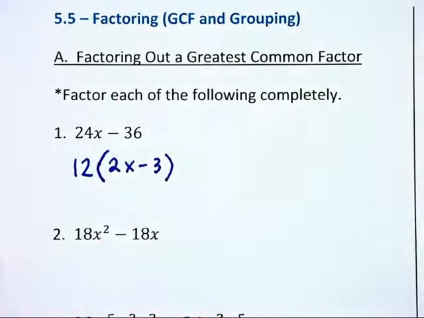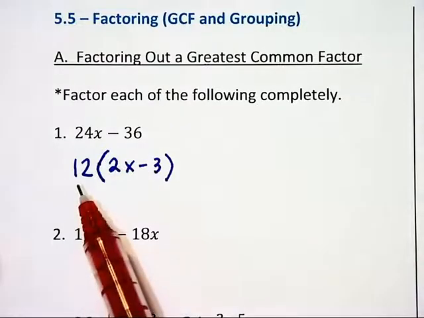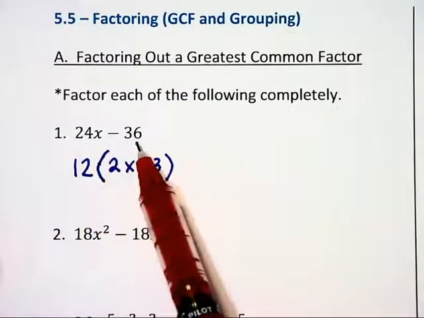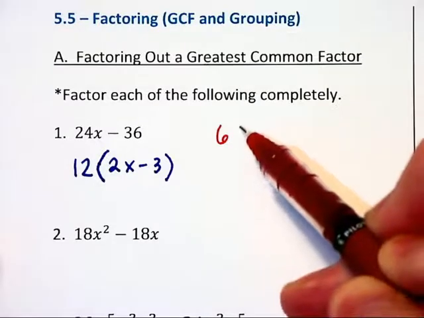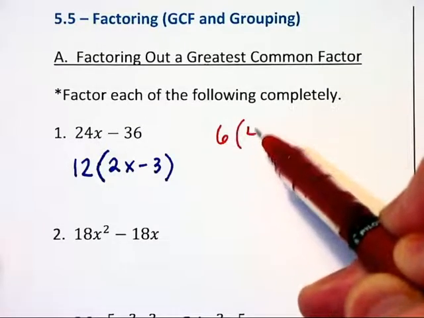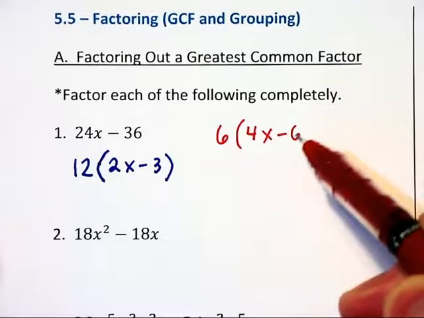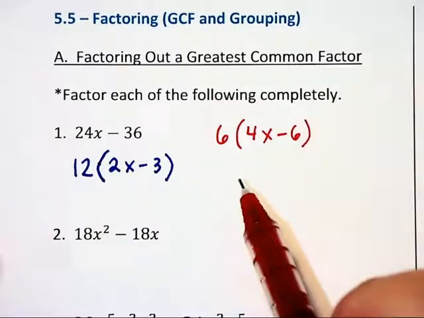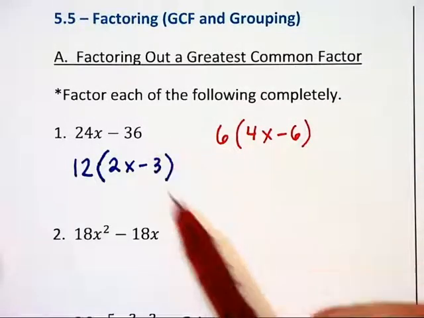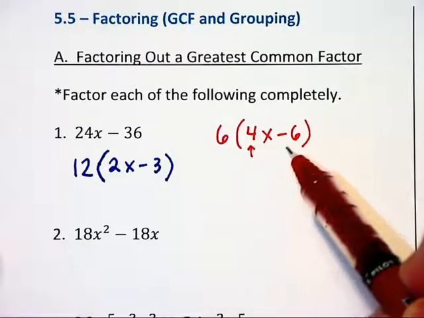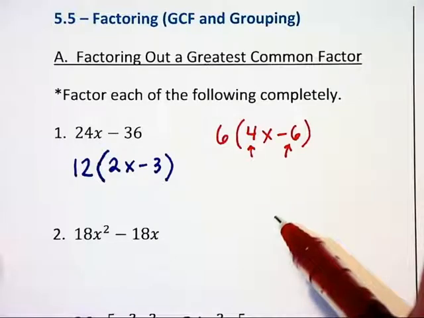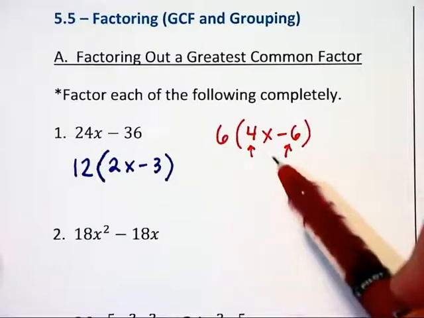Now let me call your attention to something. 12 was not the only thing that could be divided into both 24 and 36. For example, 6 goes into each. And if you divide 6 out, you have 4x minus 6. And you may look at this and say, I've factored the 24x minus 36. But notice how inside this parentheses, 4 and 6 are both even, and another 2 can be factored out.